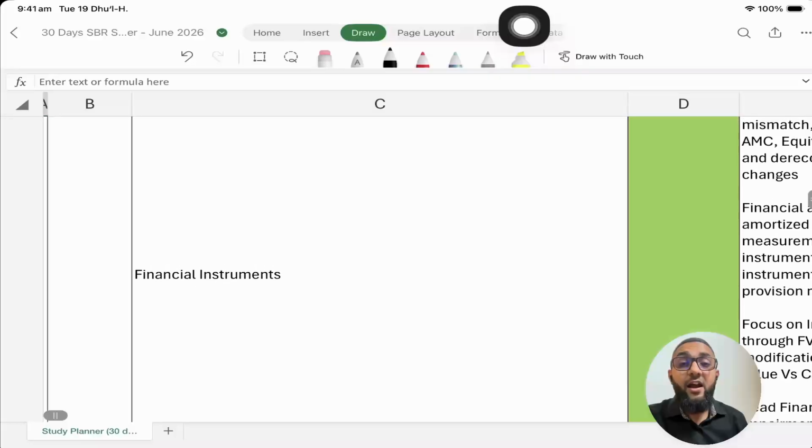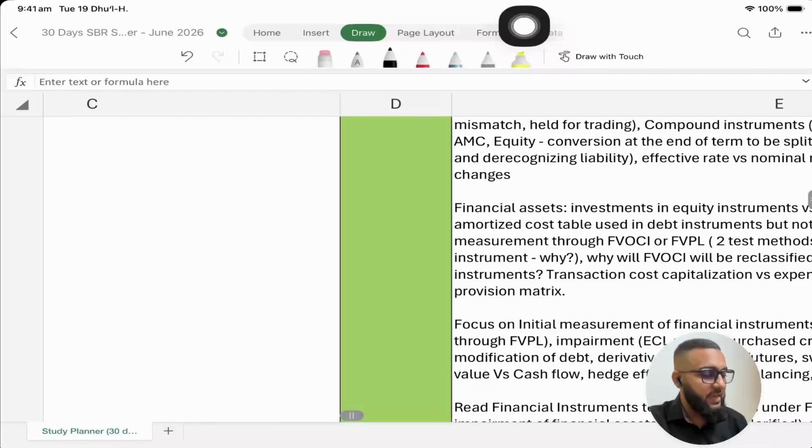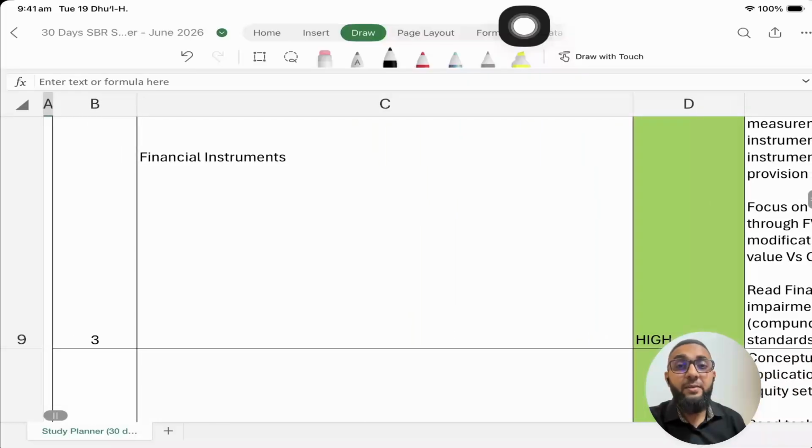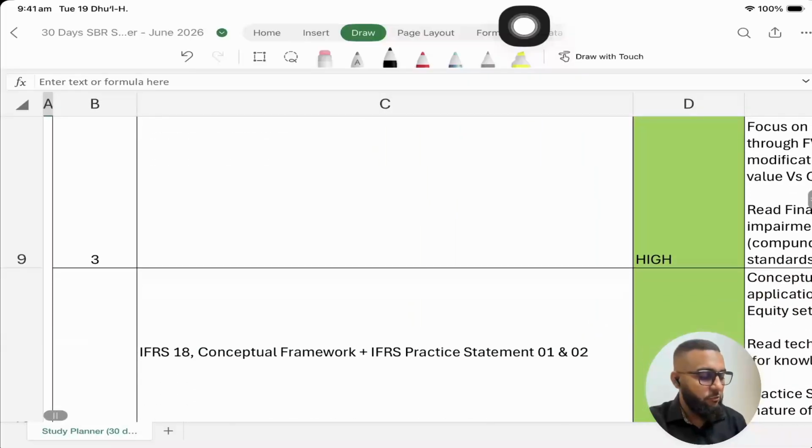Day three, another heavy and complex area which requires a lot of critical practice, critical evaluation, and critical understanding, which is the financial instruments. So this carries a couple of standards: IAS 32, IFRS 7, and IFRS 9. So based on that, you need to prepare yourself by making yourself technically sound.